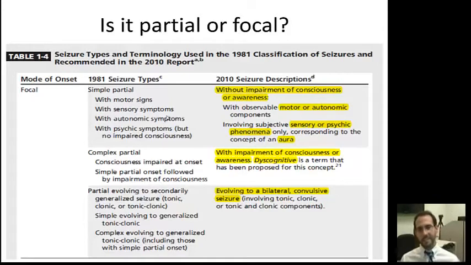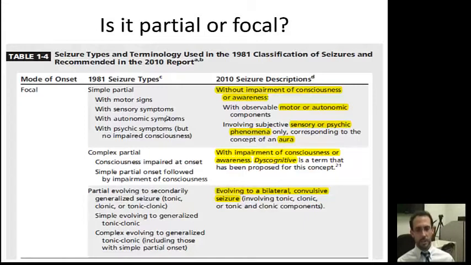Again, in the new guidelines, what we used to call the simple partial seizure used to be divided by motor signs, sensory symptoms, autonomic symptoms, and psychic. Now it's a focal seizure, and it's subdivided into without impairment of consciousness or with impairment of consciousness or awareness. For the first description, you can have motor or autonomic components. Sensory or psychic phenomena can happen as well.